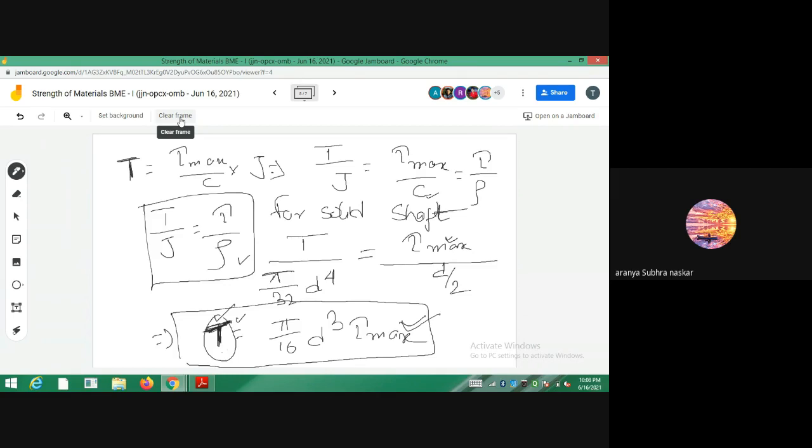Yes sir, J denotes the polar moment of inertia, right? J is the polar moment of inertia. This is actually Iz. In some other book it may be written as Iz. Whatever it is, Iz, you calculate that one.